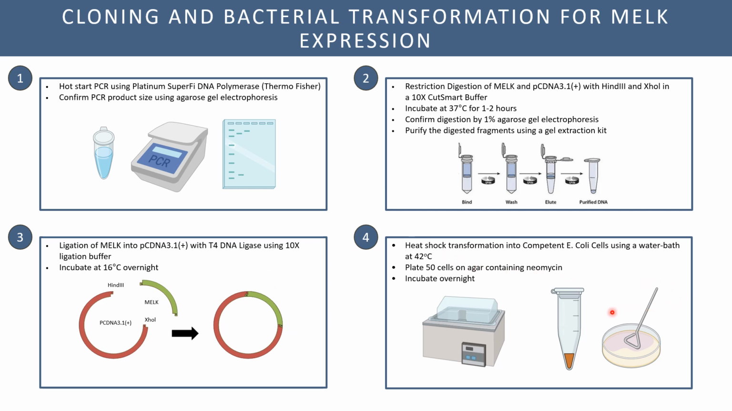Bacterial transformation will be performed using the heat shock method, where the ligation mixture is incubated with competent DH5 alpha E. coli cells, followed by the heat shock at 42 degrees Celsius for 30 seconds. Then we're going to plate the bacterial cells on agar plates containing neomycin, as the pcDNA 3.1 plasmid contains a resistance gene for the bacterial selection.